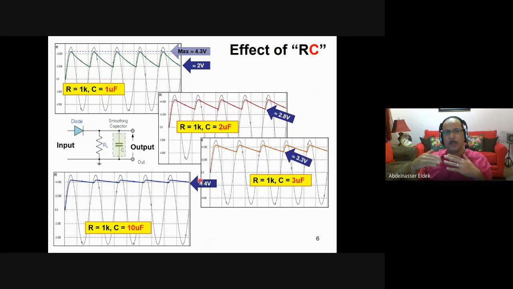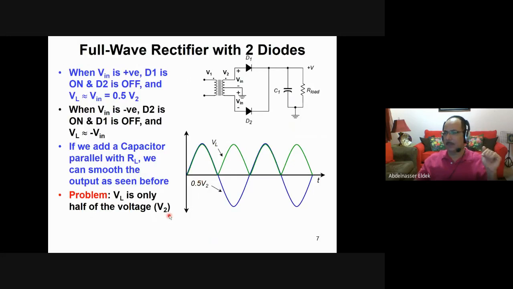The next part is what we call the full wave rectifier. Instead of rectifying only the positive half, we need both of them, the positive and negative. We don't need to cancel half of the wave; we need to use both of them. So how do we do that? Well, there are many ways to do that.